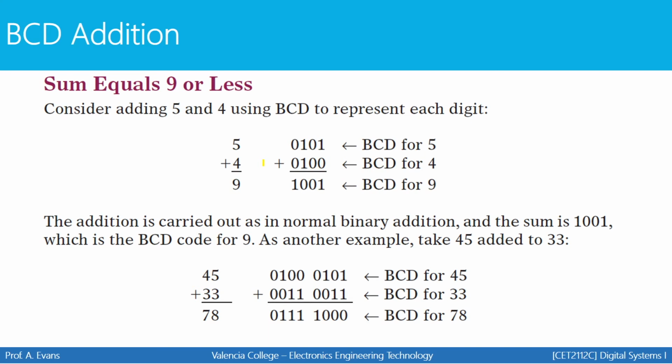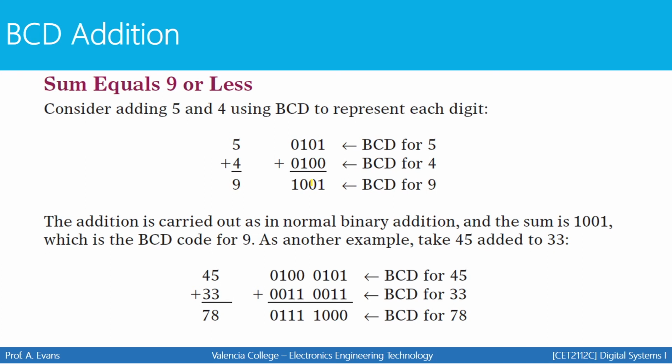So when we add two numbers that are BCD, we sometimes have to figure out if our answers are going to be correct, the same way we have to evaluate them in the 2's complement system. So let's say that we had the number 5 plus 4. Well, 5 plus 4 would be 0101 plus 0100. We add those together, we get the number 9.